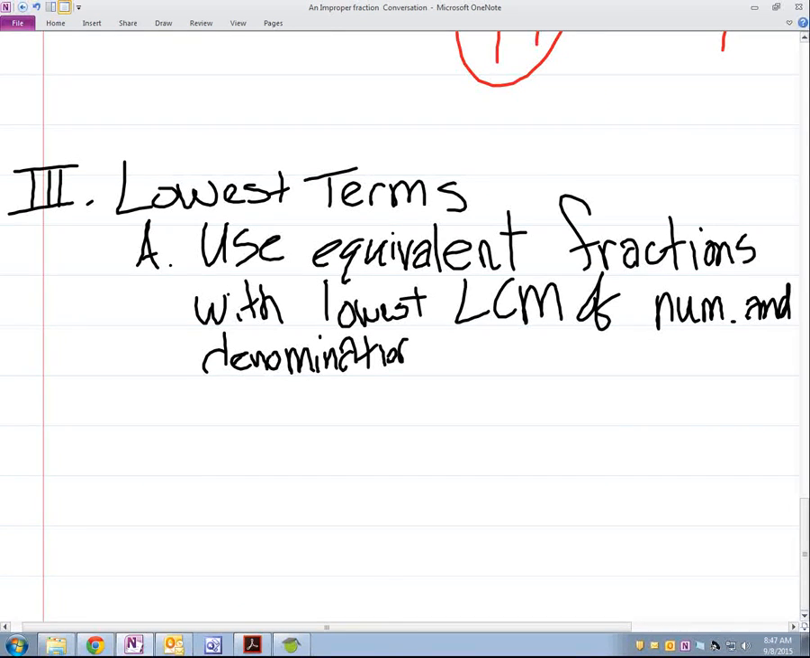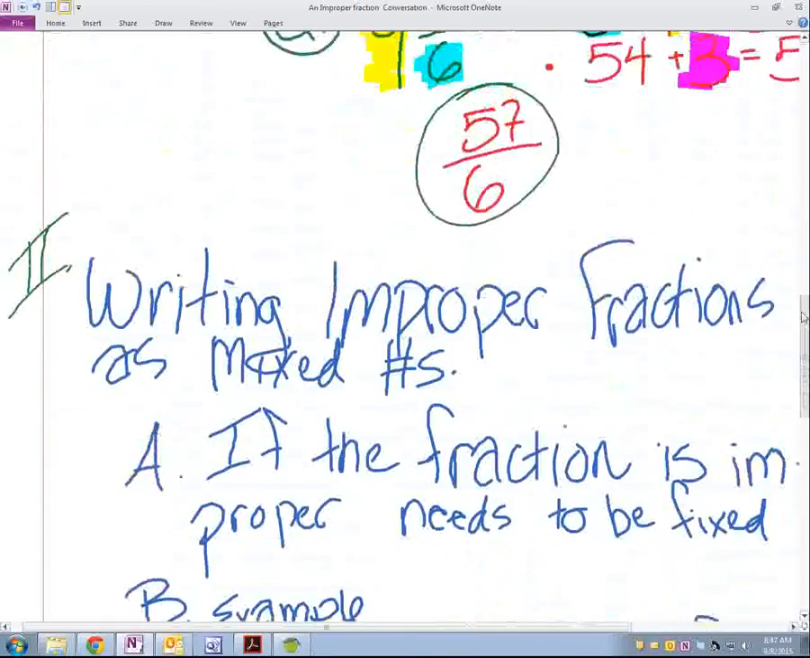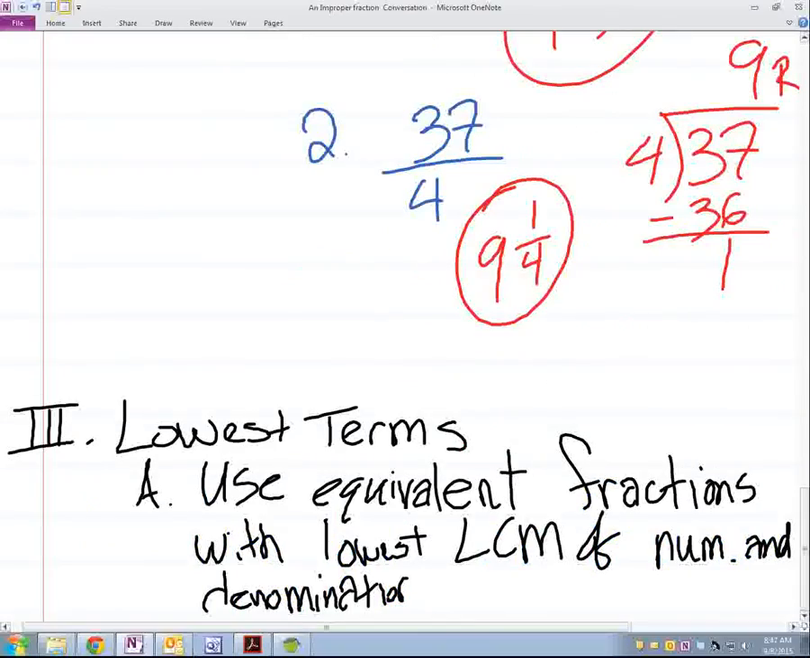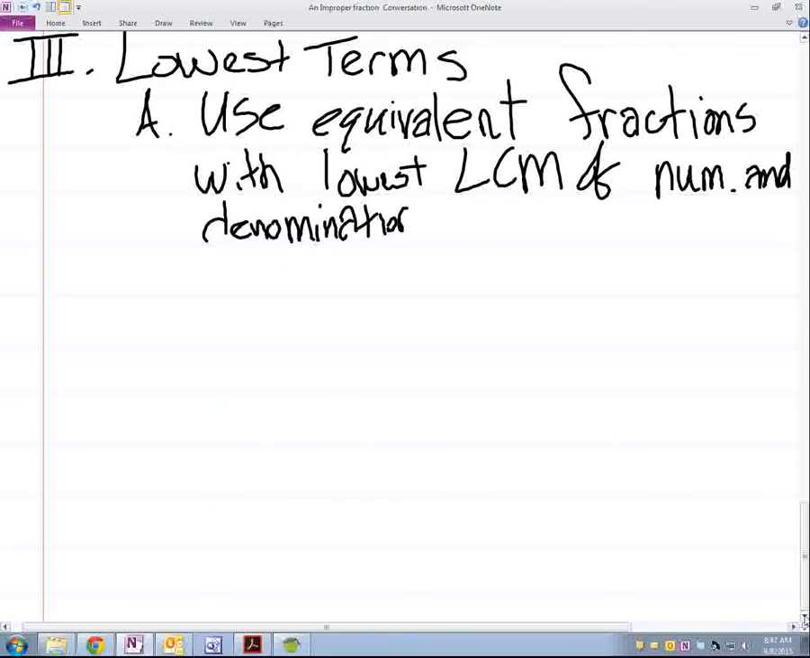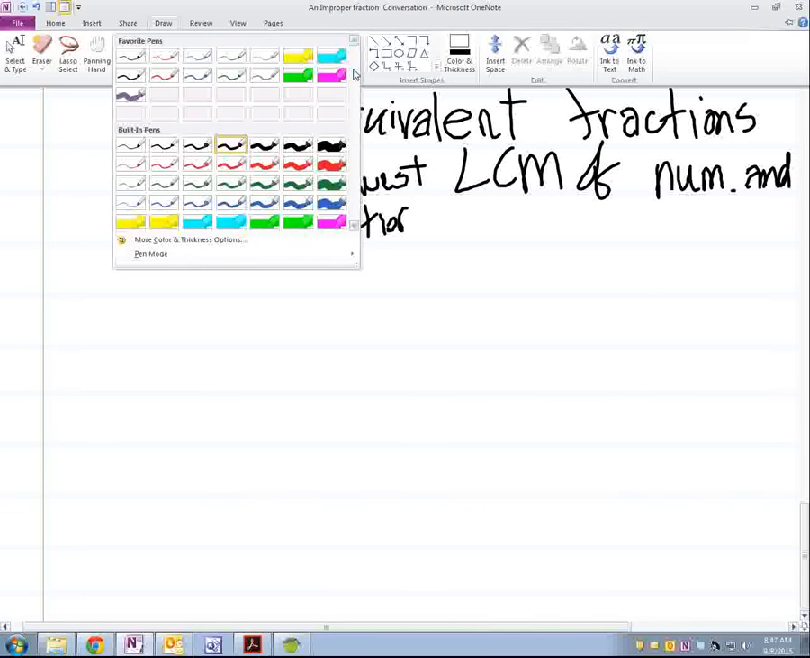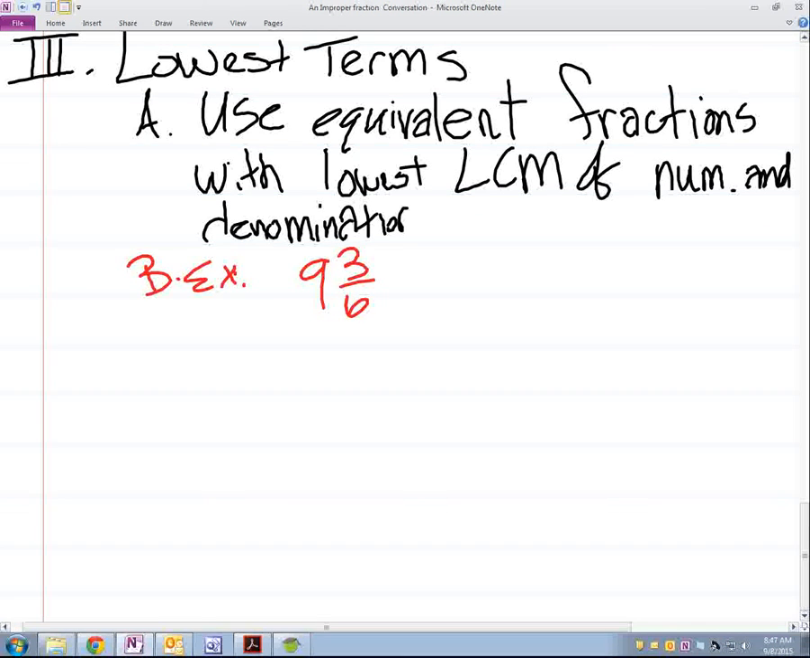Use the equivalent fractions with lowest LCM for numerator and denominator. I put a star up here. That 9 and 3/6, we used 9 and 3/6. So, B, examples, 9 and 3/6. Now we need to reduce that to lowest terms. And what Abby noticed earlier was that it needs to be reduced.